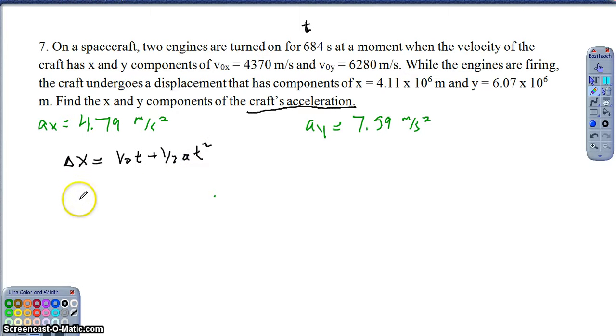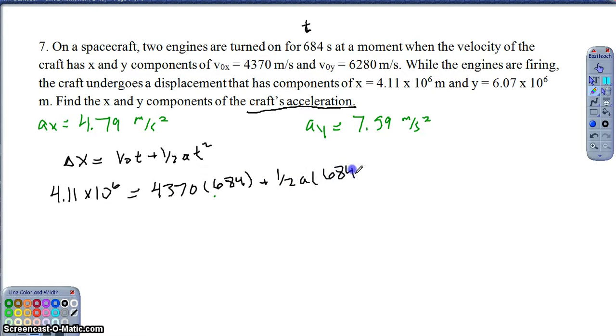Okay, so anyway, plugging in my displacement for the horizontal measurements, I've got 4.11 times 10 to the 6th. I again know my initial horizontal velocity is 4,370 times the time of 684 seconds. So obviously, yes, these numbers will get very large. Just be careful calculating it, right? And then 684 squared, again, going to get very large here. Okay, so at this point, it's just algebra, and I know and trust that you guys can do some algebra. So when you solve for this component, that's again where you get the 4.79 meters per second squared.